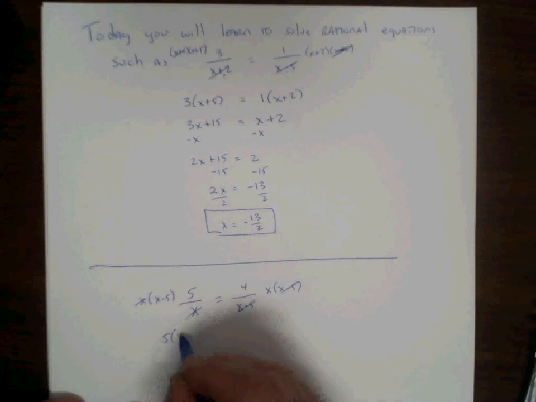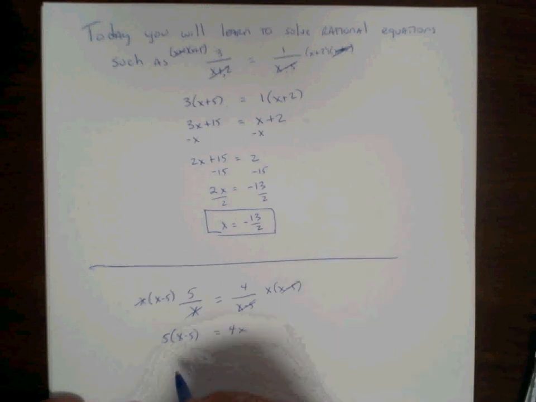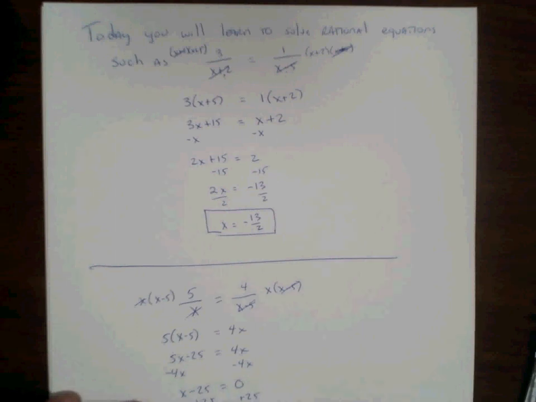That leaves us with the left side of 5 times x minus 5 and a right side of 4 times x. Distribute on the left side and get 5x minus 25 equals 4x. Subtract 4x from both sides and get x minus 25 equals 0. Add 25 to both sides and get x equals 25. Double check. Plugging in 25 here, neither gives us 0 in the denominator. The solution is x equals 25.